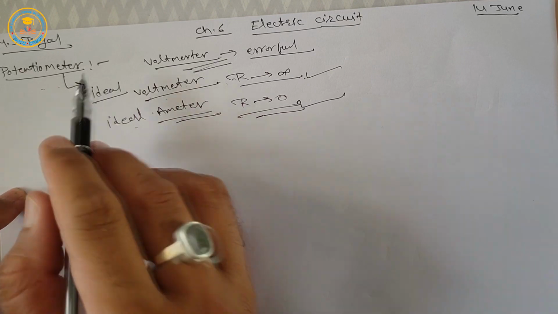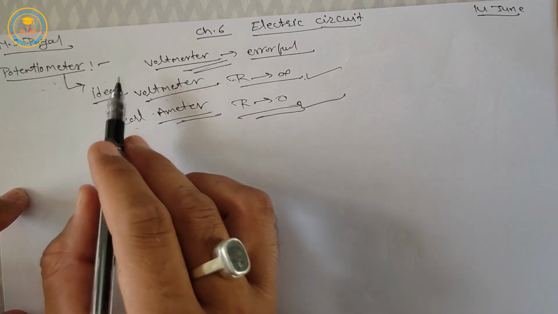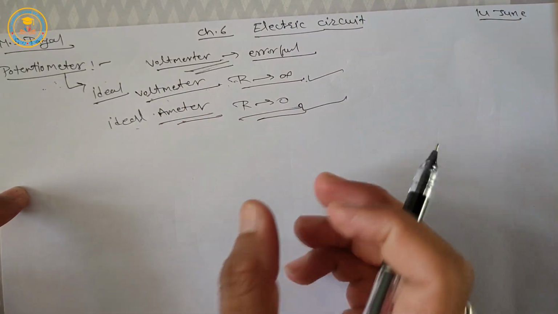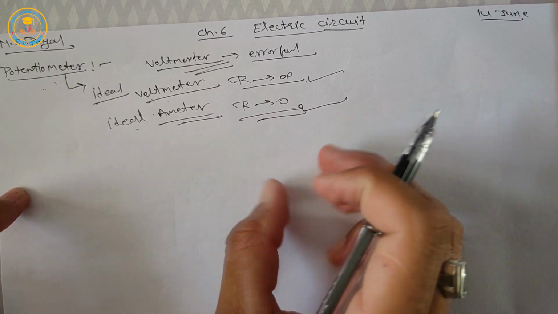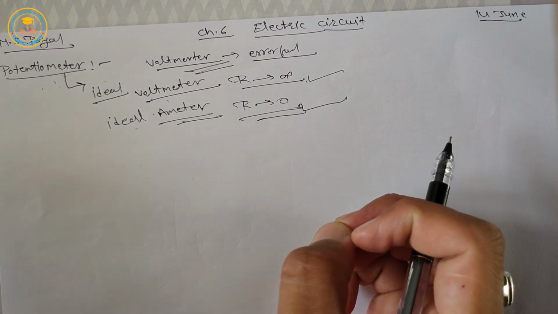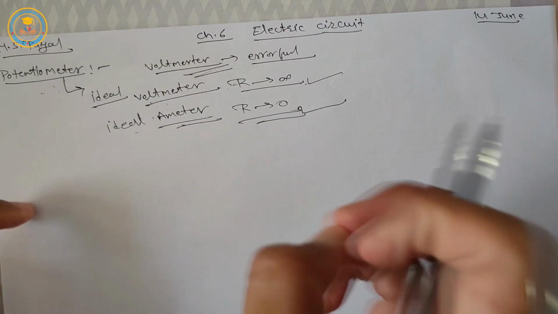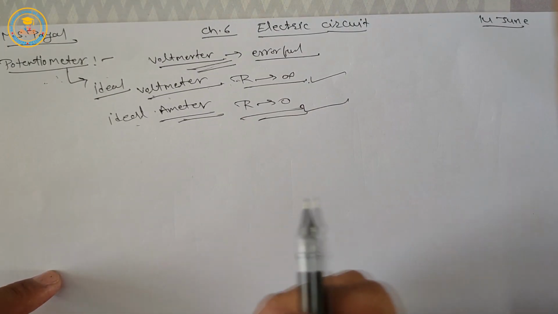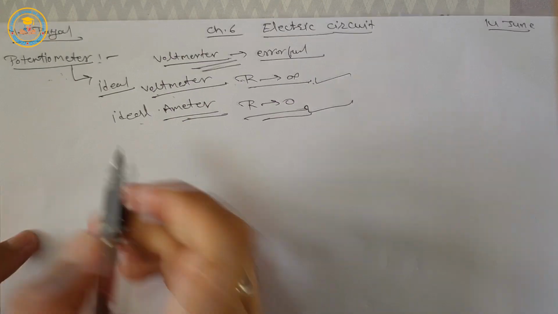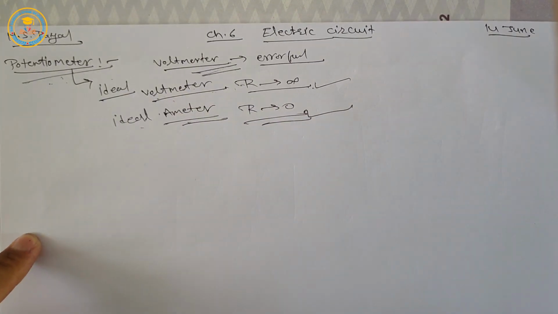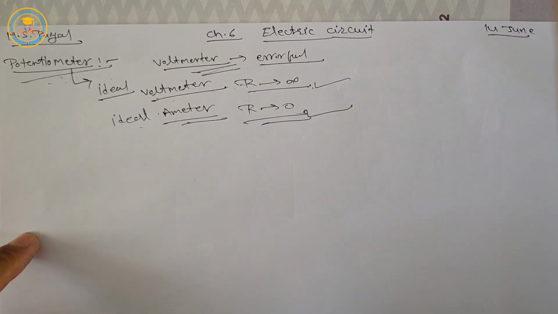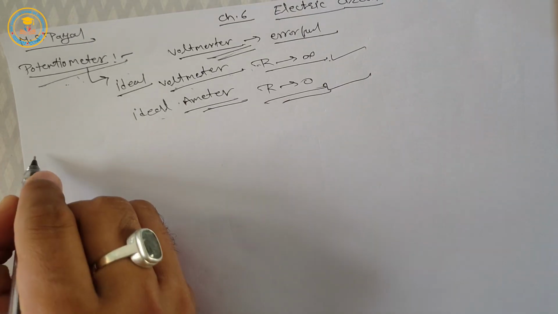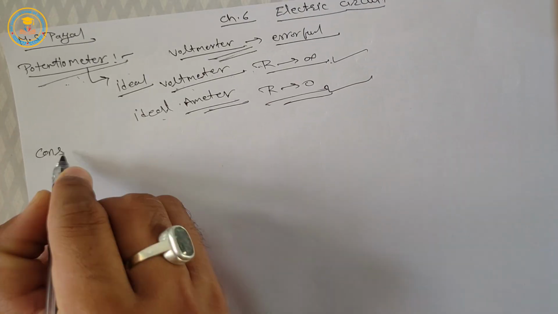So what is a potentiometer? That device which is used to measure an unknown potential difference or unknown electromotive force accurately between any 2 points in an electric circuit is called the potentiometer. Now we study the construction of the potentiometer.